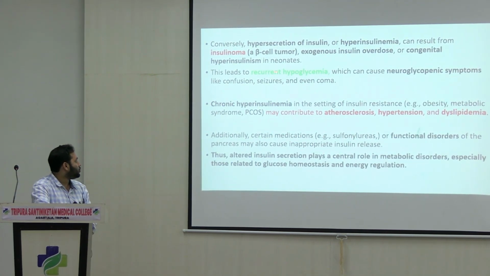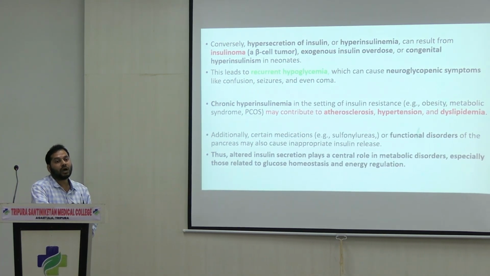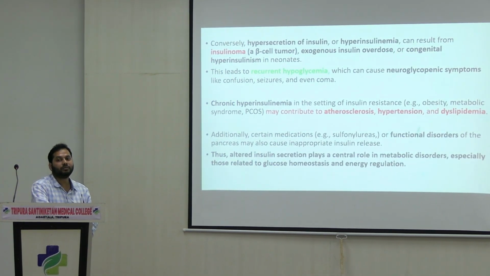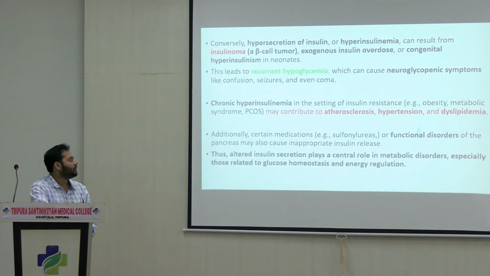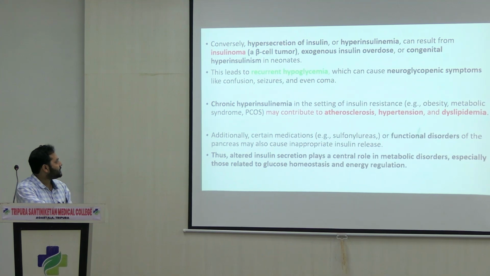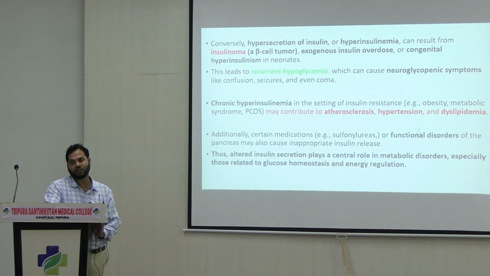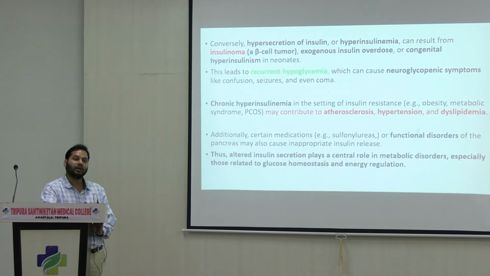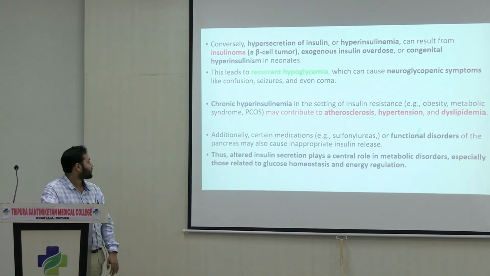Now, this leads to recurrent hypoglycemia. In the previous case, we have seen that hyposecretion of insulin promotes the development of hyperglycemia. But here, hypersecretion of insulin promotes hypoglycemia, right? And other than this, this hypersecretion also affects various types of metabolic processes, right? So what are the other things that may be affected by the hypersecretion of insulin?